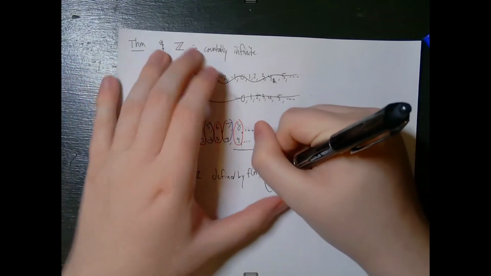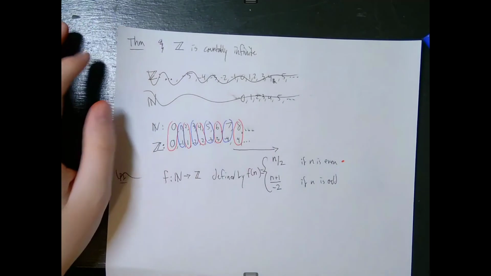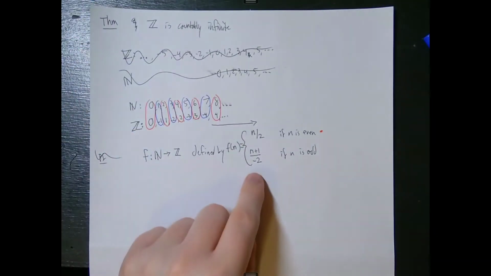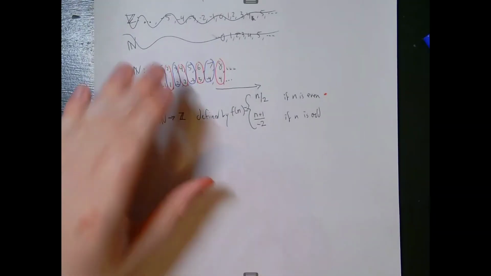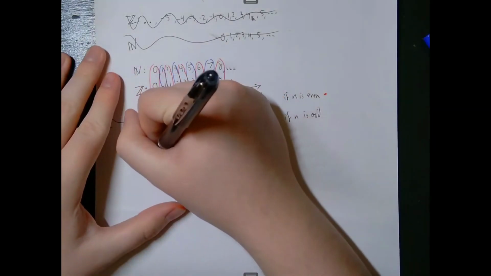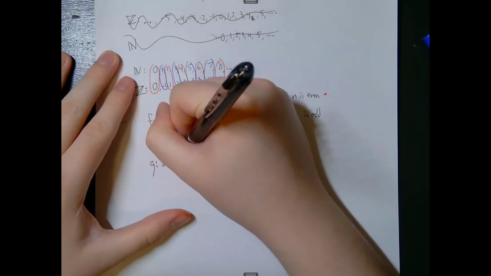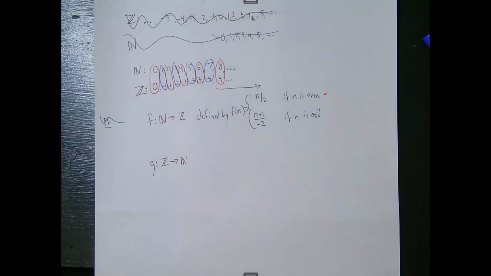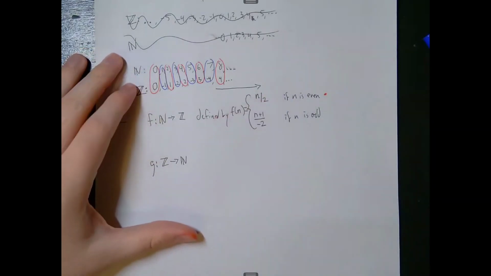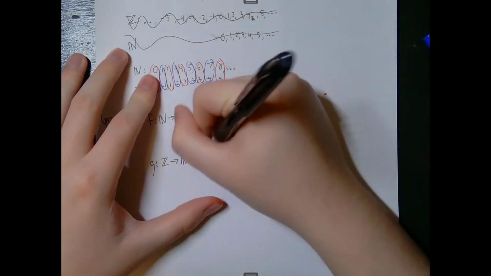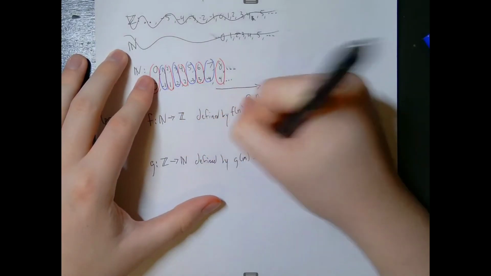So I think that (n+1)/-2 will give us what we're looking for in the case that n is odd. Now, what I want to do is propose a g that I think will undo f. So, g from the integers to the natural numbers. And if I wanted to undo f, I'm going to do another case statement here, another piecewise function, defined by g of m equals.